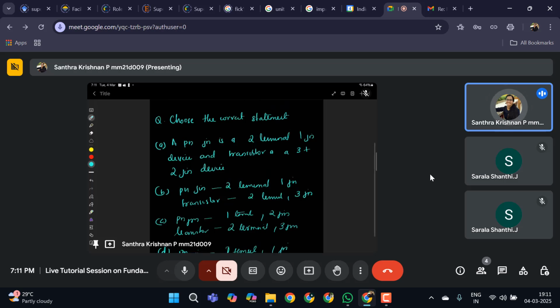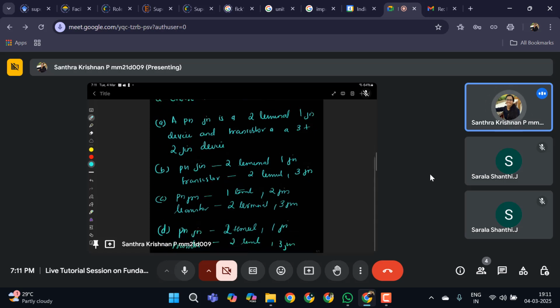So first option is PN junction is a two terminal one junction device and transistor is a three terminal two junction device. Second option, PN junction is a two terminal one junction device and transistor is a two terminal three junction device. Third option is PN junction is a one terminal two junction and transistor is a three terminal two junction device. And final option is PN junction is a two terminal one junction device and transistor is a two terminal three junction device. Basically, you need to know how many junctions or terminals are there in a PN junction as well as a transistor. So out of these options, which is true? Or you can just unmute and tell me what is a PN junction and what is a transistor. So based on that, we can select.